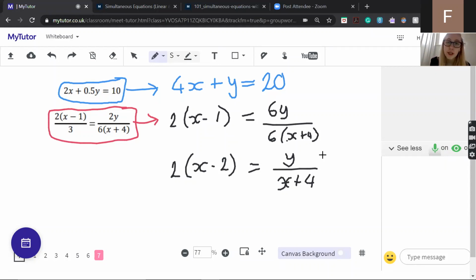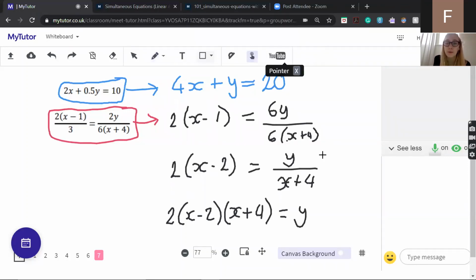Then what we're going to do is, now it sounds horrible, multiply it by x plus 4 to get rid of it from the bottom of this fraction. It seems like a weird thing to do, but imagine this was a 5. You wouldn't hesitate in multiplying it by 5. It's no different when it's x plus 4. So we get 2x minus 2 times that x plus 4 equals y. Remember, multiplying up by x plus 4 just means it disappears from the bottom.